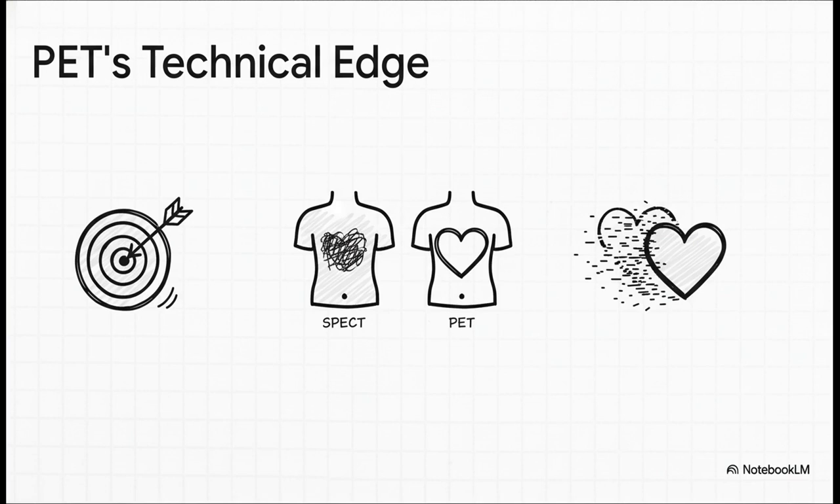So why is PET so much better? Well, it really comes down to the tech itself. The physics behind it just allows for higher resolution and way better signal correction. That means it's more specific, which leads to fewer false alarms. And, super importantly, it gives us much clearer, sharper images, especially in tough cases like with obese patients, where SPECT scans can often be blurry and hard to read.